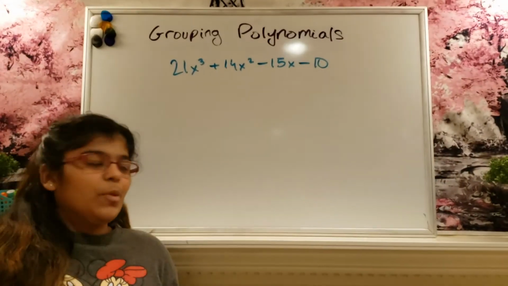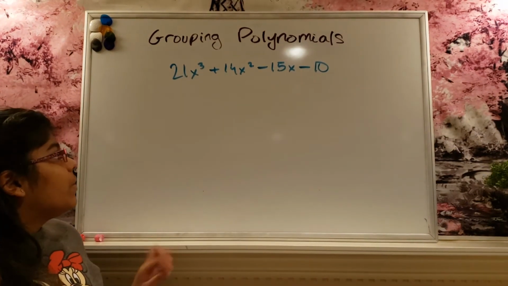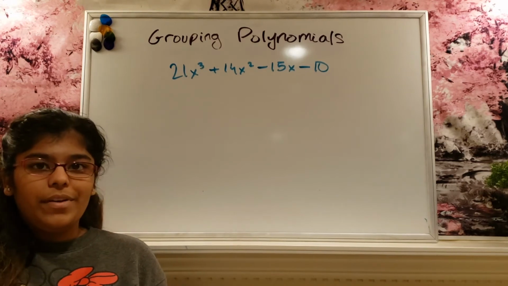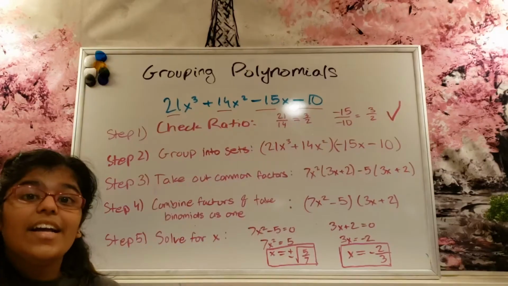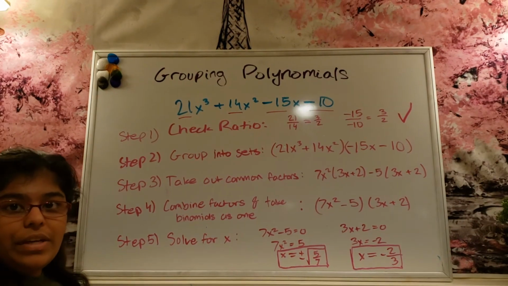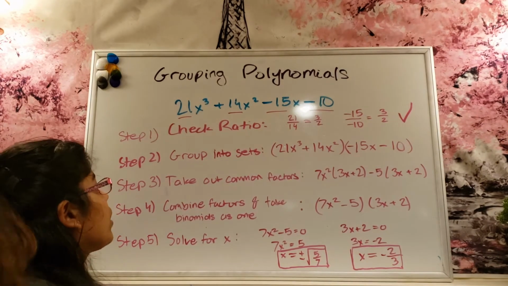Let's try an example. 21x cubed plus 14x squared minus 15x minus 10. Pause this video and try it on your own, and then I'll show you how to do it. To solve this problem, we will follow a set of 5 steps, similar to how we did it for the last problem. So the first and most important step is to check for the ratios.